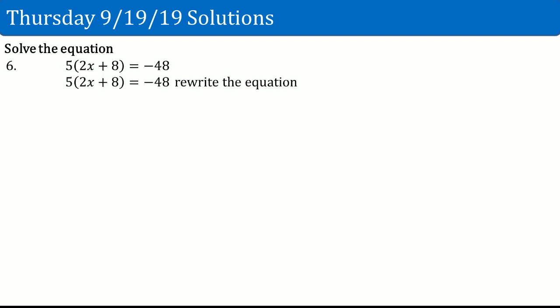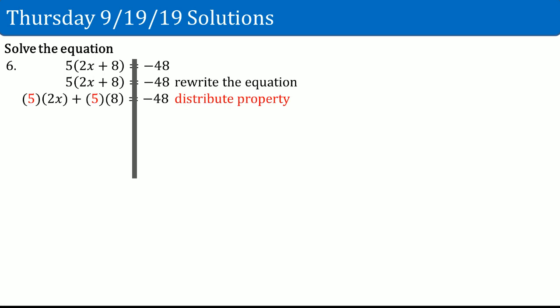6. Rewrite the equation and draw a line straight down. You see a parentheses, therefore you distribute, so let's get rid of it. 5 times 2x and 5 times 8. That's the distributive property. 5 times 2x is 10x, and 5 times 8 is 40. Are there any like terms? No. Is there one variable? Good. Now you start solving for it. Subtract 40 from both sides.